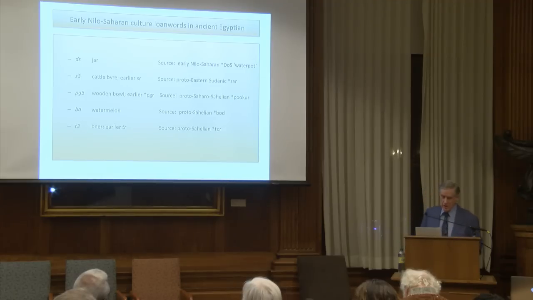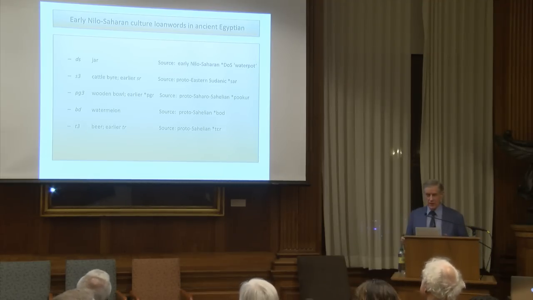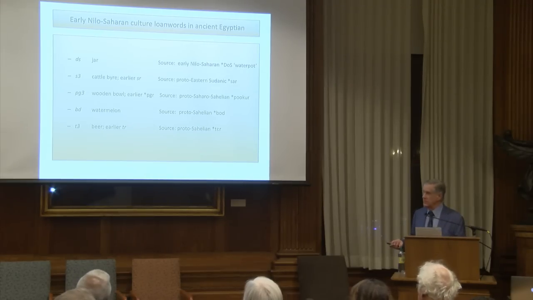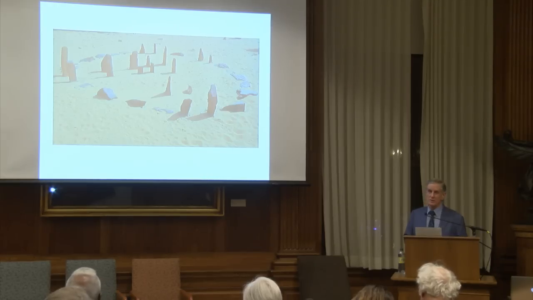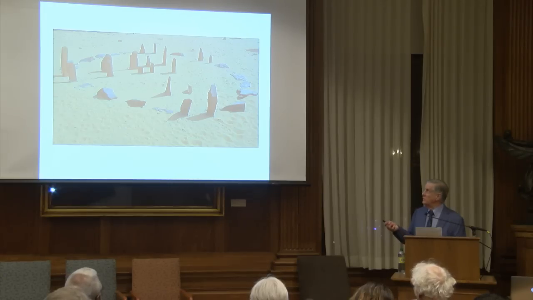Anyway, another arresting body of archaeological evidence exists relating to the ancient sharing of ritual and belief across this culture area. In the 5th millennium BCE, Nabta, you can find it if you look on the map, kind of off to the west, south of the first cataract, 250 kilometers southwest of Aswan. This was a major ritual center with astronomically oriented megalithic arrays. So here are three slides with some of the remnant finds that are all over the place there.